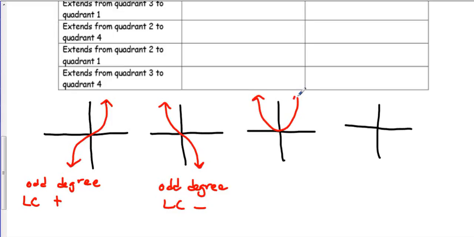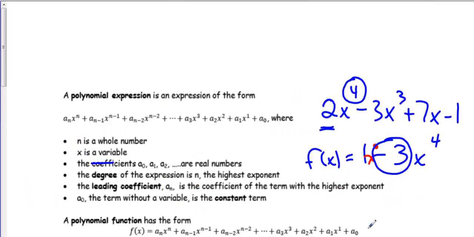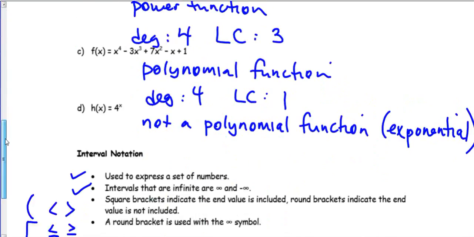We know that's an even degree function, and even degree functions look a lot alike. And that, of course, has a positive leading coefficient because it opens up. We're going to have one that opens down. If we have something like that, we know that that is even degree, and the leading coefficient is negative. With that in mind, let's fill in this chart.